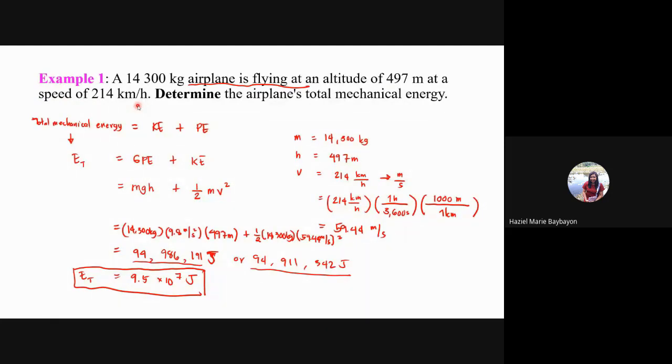Okay, so here we have two components of the mechanical energy. The first one is the kinetic energy, since it is moving. And then it also has the gravitational potential energy. Okay, so we just have to add the two. So the total mechanical energy is equal to GPE plus kinetic energy.